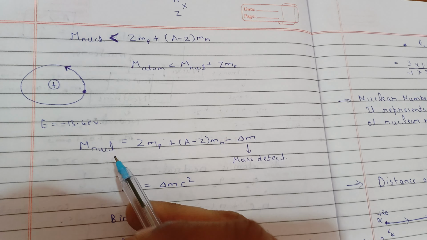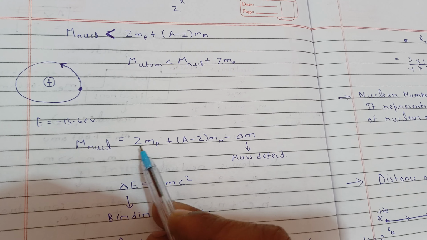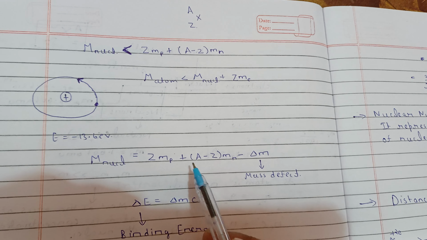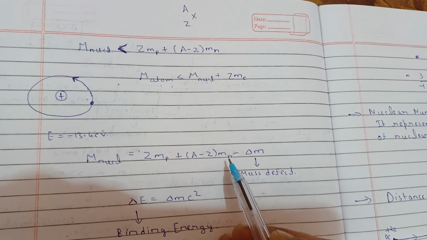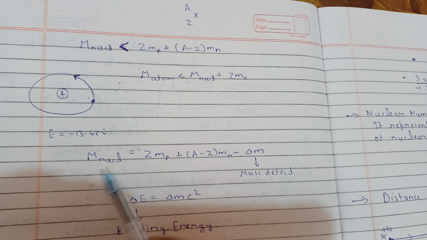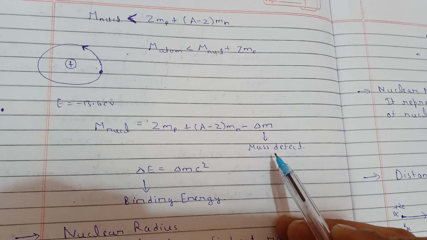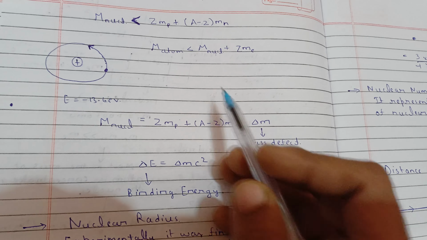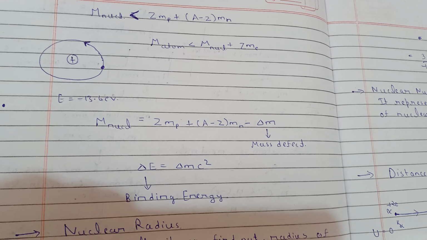So the mass of the nucleus is equal to Z times Mp, where Z is the total number of protons and Mp is the mass of a proton, plus (A minus Z), which gives the number of neutrons, times Mn, the mass of a neutron. This is the total mass minus some mass defect, which gives the mass of the nucleus. This mass defect converts into energy, and the corresponding energy is called the binding energy. I hope you already know these things, but I just clarified them.